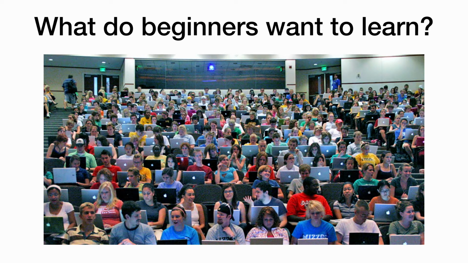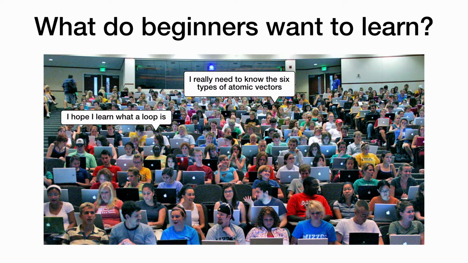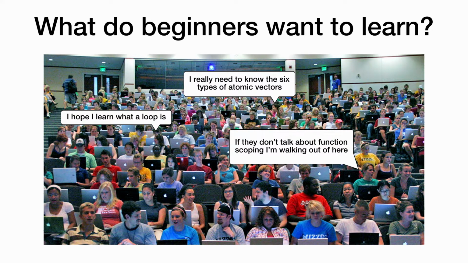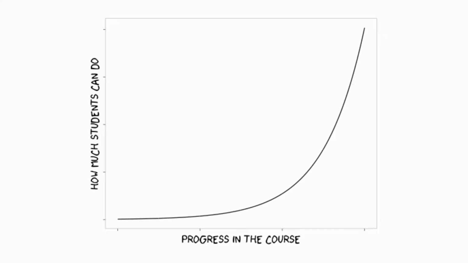What aren't they thinking? They're probably not thinking, well, I really want to hear what a loop is. I've heard so much about them. They're probably not thinking, I need to know the 6 types of atomic vectors. No one's going in and saying, if they don't talk about function scoping, I'm going to lose my mind. So if you're teaching these things really early on, you're losing students' attention.